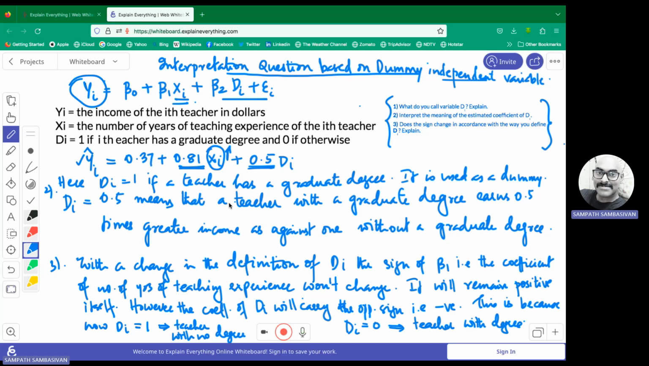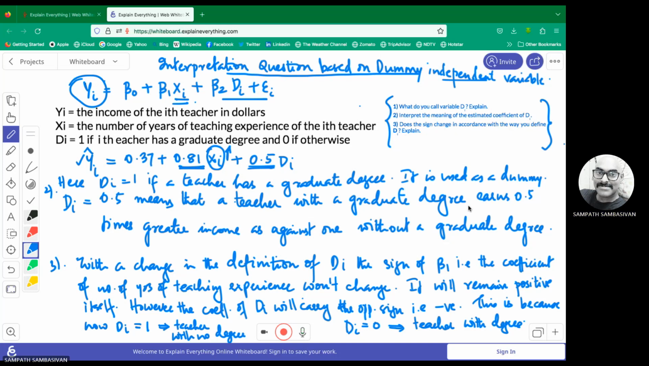For 0.5 means that a teacher with a graduate degree earns 0.5 times greater income as against one without a graduate degree, right? That is the way in which you can write the interpretation for this. Now, the third part of this question is quite interesting. The question is, does the sign change in accordance with the way you define DI?